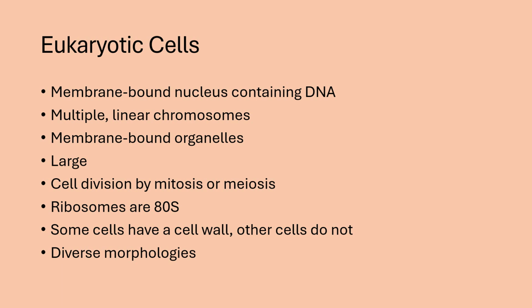In microbiology, we were talking about things like your fungi, your algae, some of your protozoans, your protistas, all of those. What are the differences? Well, number one, they have a membrane-bound nucleus, and the DNA is going to be inside that nucleus. Normally you have multiple chromosomes, not just one, and they are linear. The cell also is going to contain various membrane-bound organelles. It's usually larger than your prokaryotic ones. Cell division is going to occur by mitosis or meiosis. Ribosomes are 80S, so they're a little bit larger than the 70S that we saw with the prokaryotic ones. Some of the cells will have a cell wall, others do not. Very, very diverse morphologies, so it's not a standard shape to them.